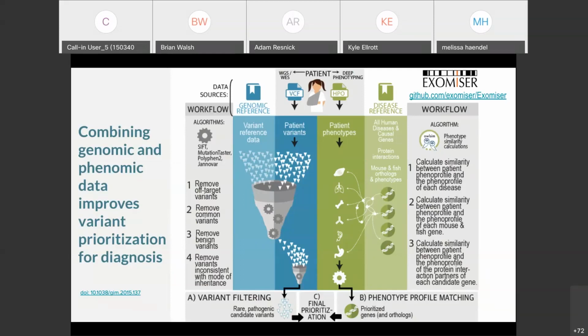So it's all about the context. Bringing that phenotype data is really the connector between all the omics data, clinical care, and the genomic interpretation.